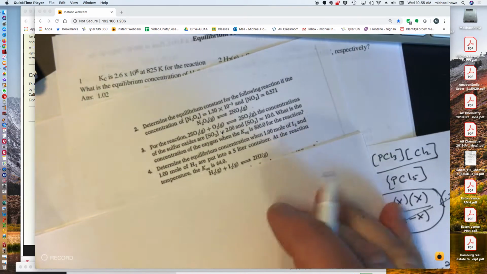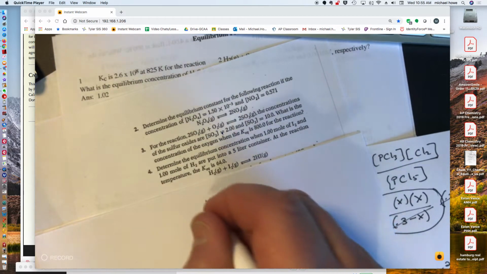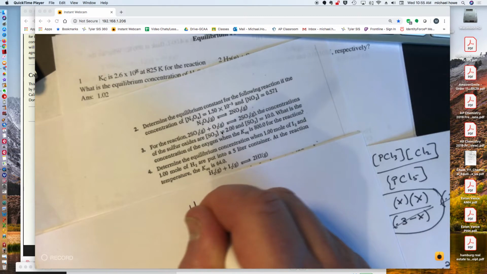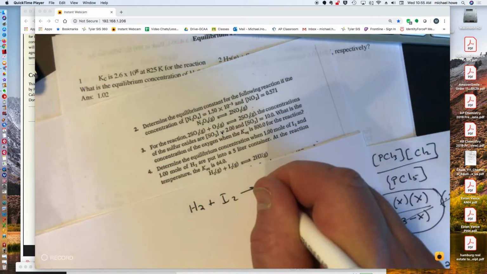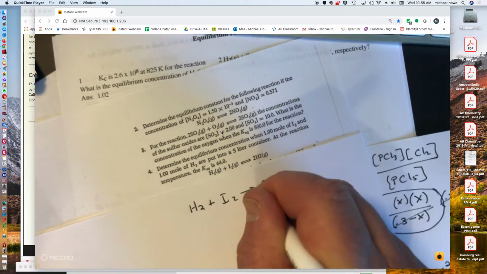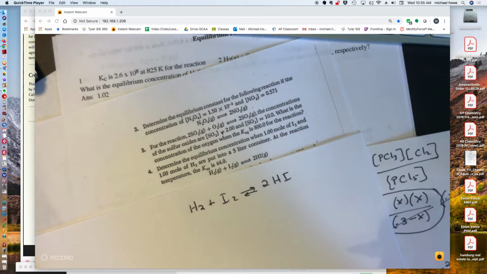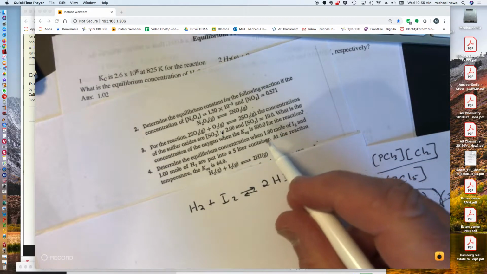Okay, so we have an equilibrium expression again. I'm going to write it on paper so that I can move it around if I need to. So H2 plus I2 yields 2HI. Notice that there's double arrows. All right, so note we have 1 mole of iodine in a 5-liter container.